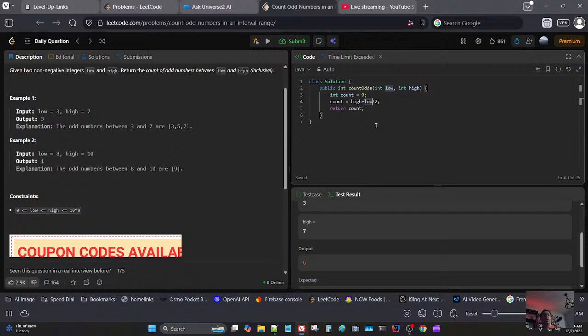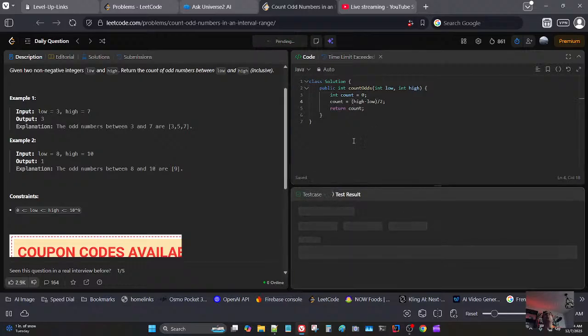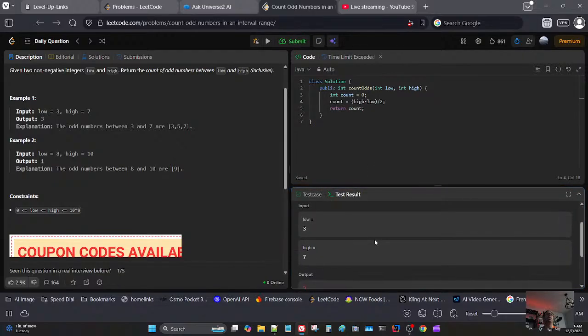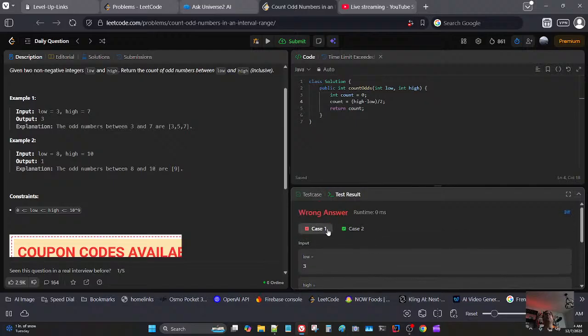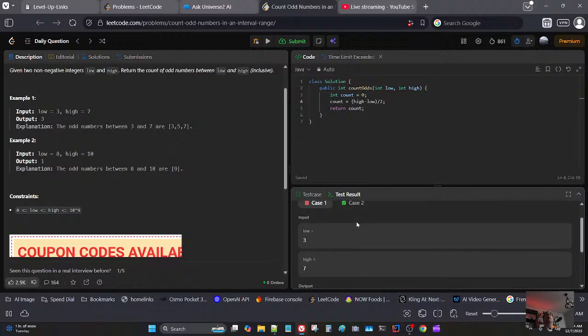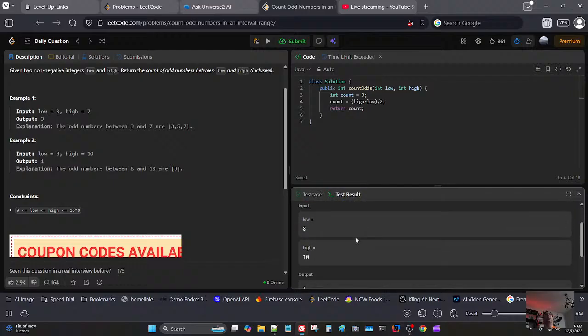Okay. Let's put parentheses on here and do this calculation before we divide by 2, for one thing. That would help a lot, I think. Okay, so yeah. If both of them are odd, then you add 1 and it'll be right. Maybe, yeah. I think that's what's going to be the case.